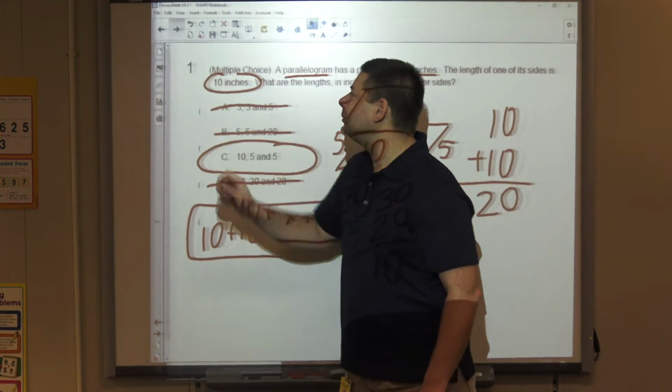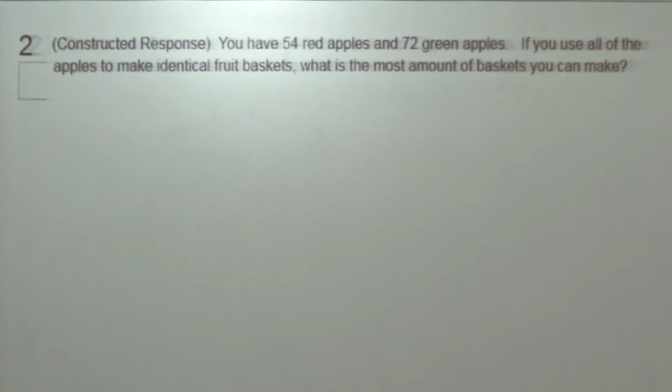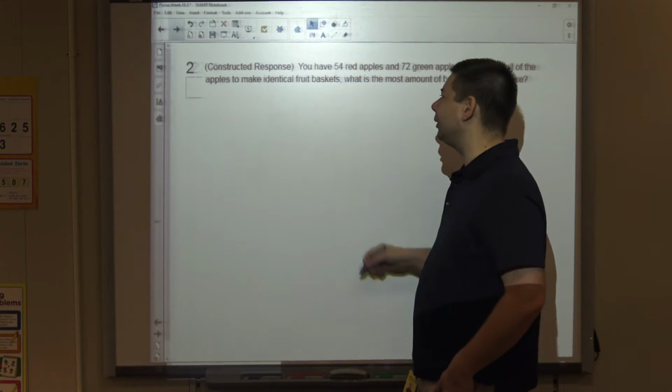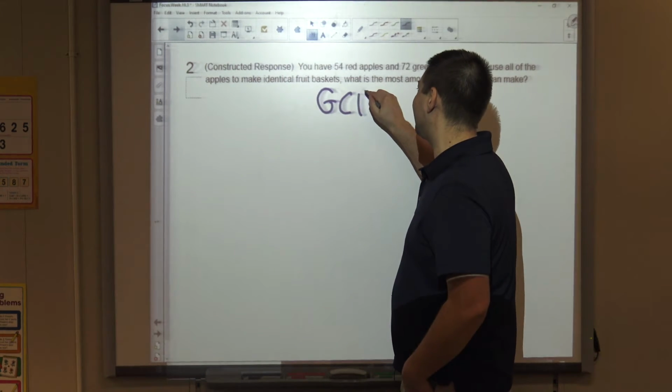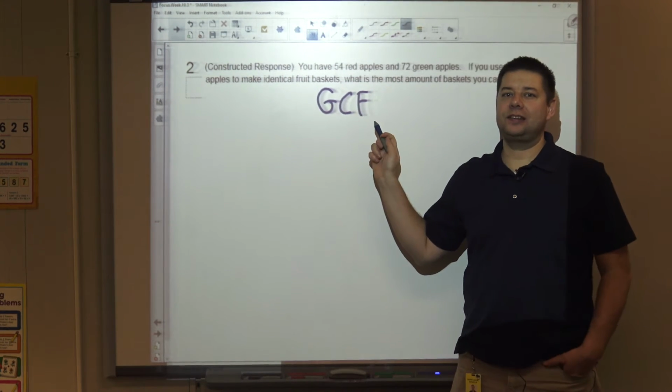Moving on to number 2. Number 2 says you have 54 red apples and 72 green apples. If you use all the apples to make identical fruit baskets, what is the most amount of baskets you can make? So to answer this question, we want to use the greatest common factor. We're really just looking for the GCF.